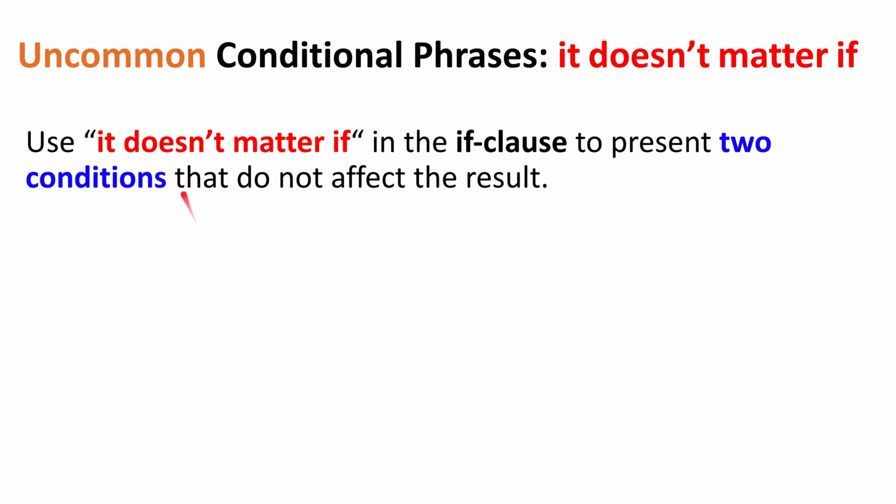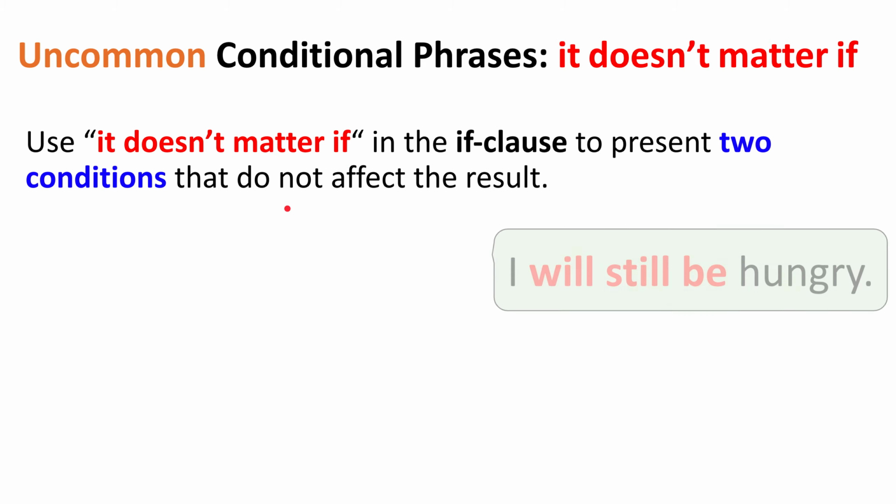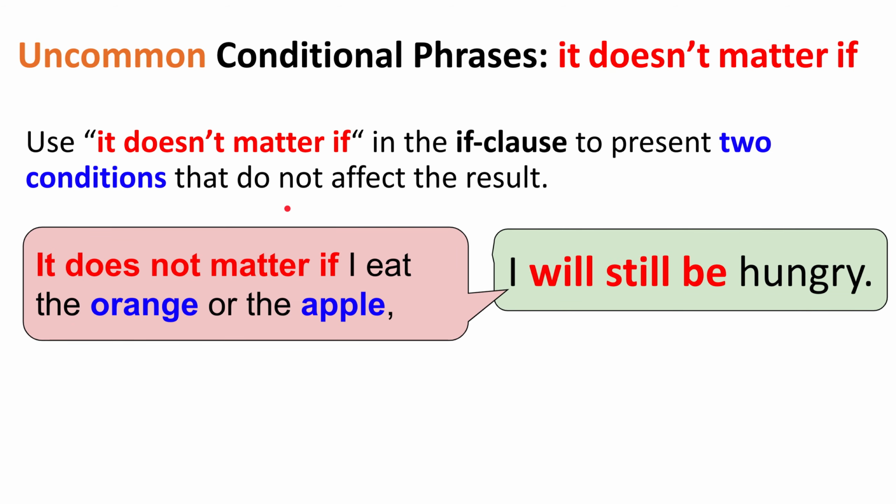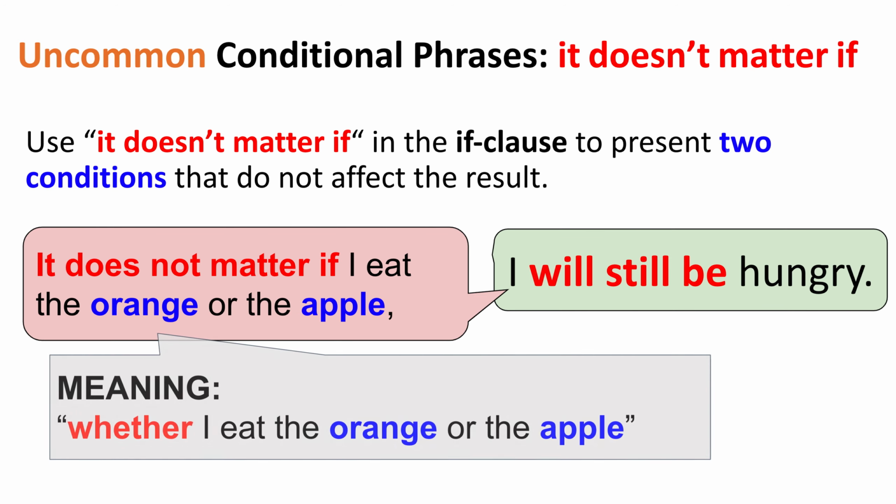Next, we use it doesn't matter if in the if clause to present two conditions that do not affect the result. For example, it does not matter if I eat the orange or the apple, I will still be hungry. The meaning, whether I eat the orange or the apple, I will still be hungry. I may eat the orange or the apple, and I will still be hungry.